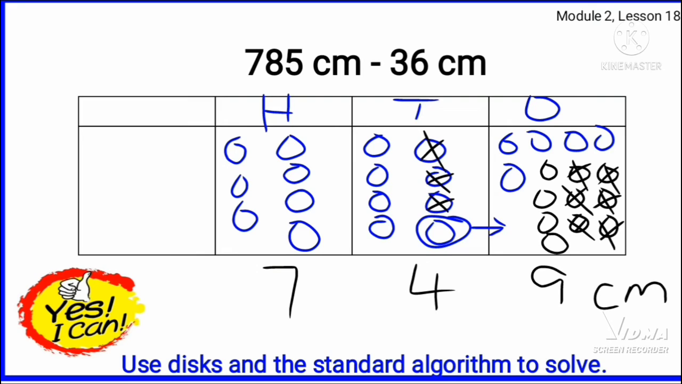To remove 36, I cannot remove 6 from 5, 6 ones from 5 ones. So I have to decompose. I had to unbundle a 10 to make it 10 ones, so I can easily subtract the 6 ones. And when I subtract my 6 ones, I have 9 ones left. I can remove 3 tens from 7 tens left now, so I have 4 tens, and my 700s remain untouched. So my answer is 749.